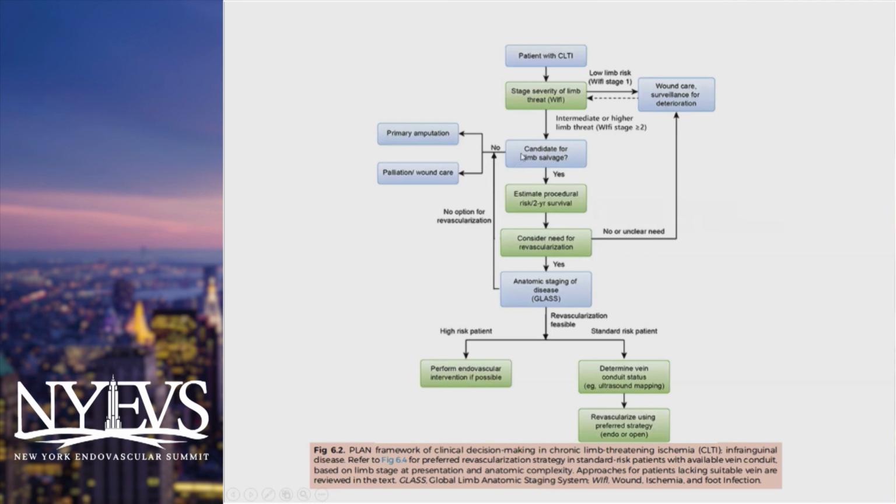Is this a patient who's a 95-year-old nursing home patient who doesn't know what's going on? Are you going to recommend all this workup rather than just do a primary amputation? So that's what they're saying: palliative wound care or primary amputation if the patient is not a candidate for limb salvage. If the patient is a candidate for limb salvage with a meaningful 1 to 2 year survival, then you go to the class staging. That's where the anatomical extent of the disease matters. And once you have this, then you make a decision about what your revascularization options are.